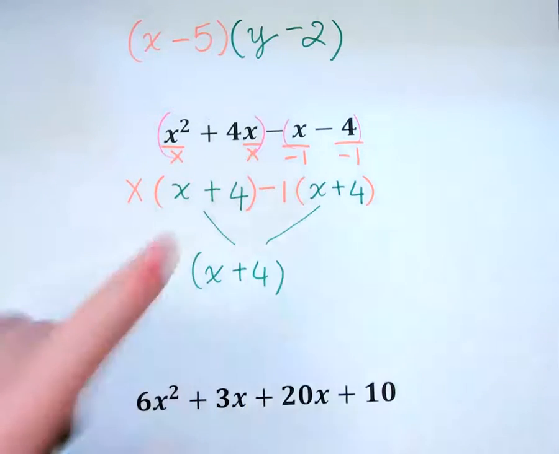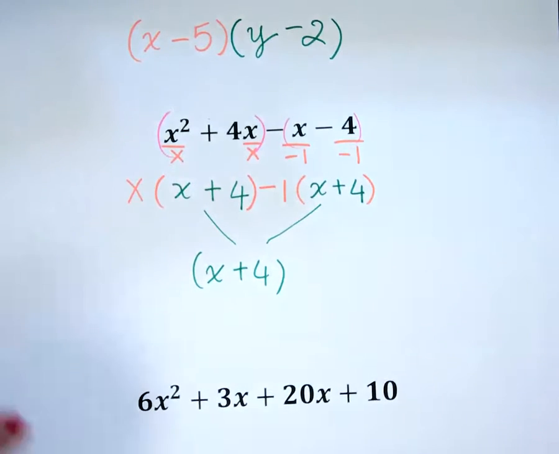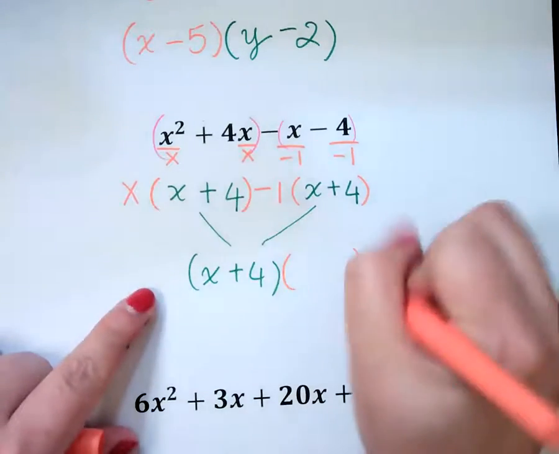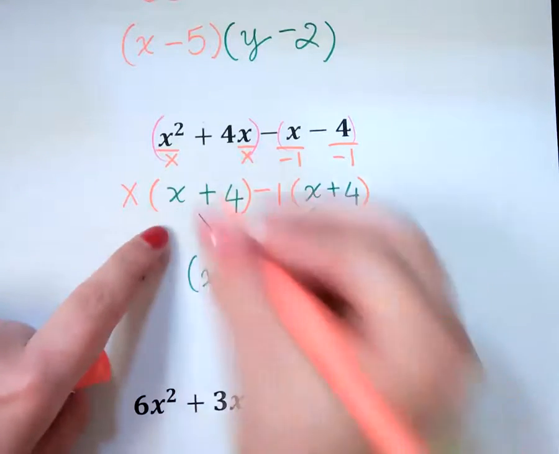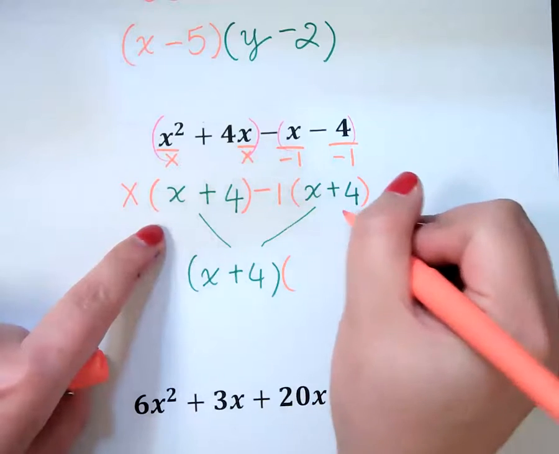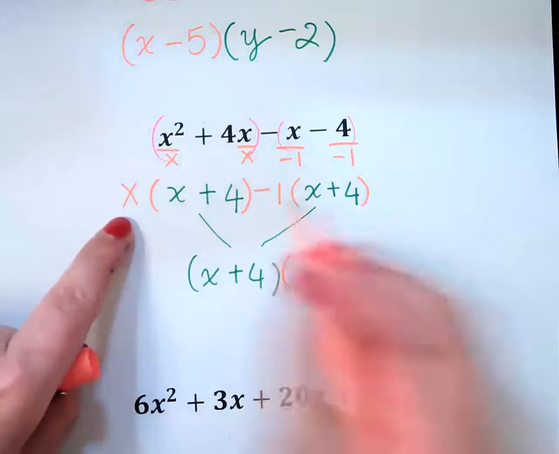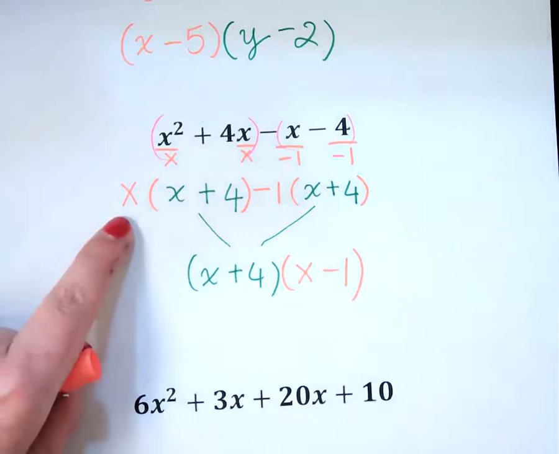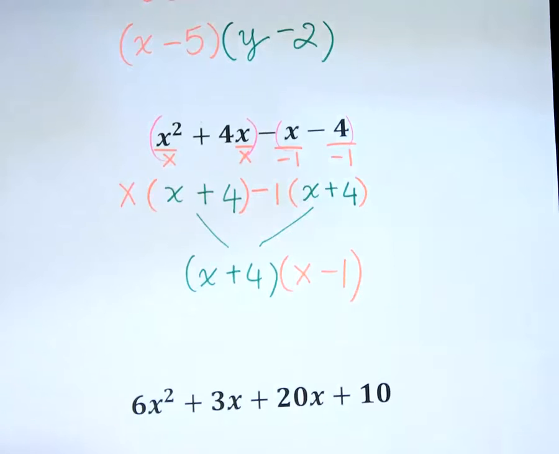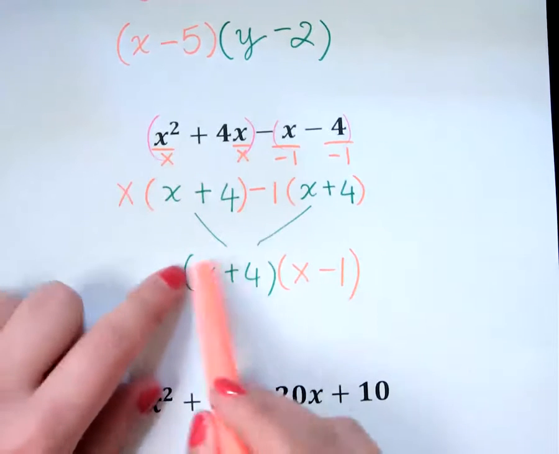Outside like that. Write them one time. And then put the one that they don't share together. So here, since they already share x plus 4 on both, we have x minus 1. And we are done. And you can check again by doing distributive, okay?